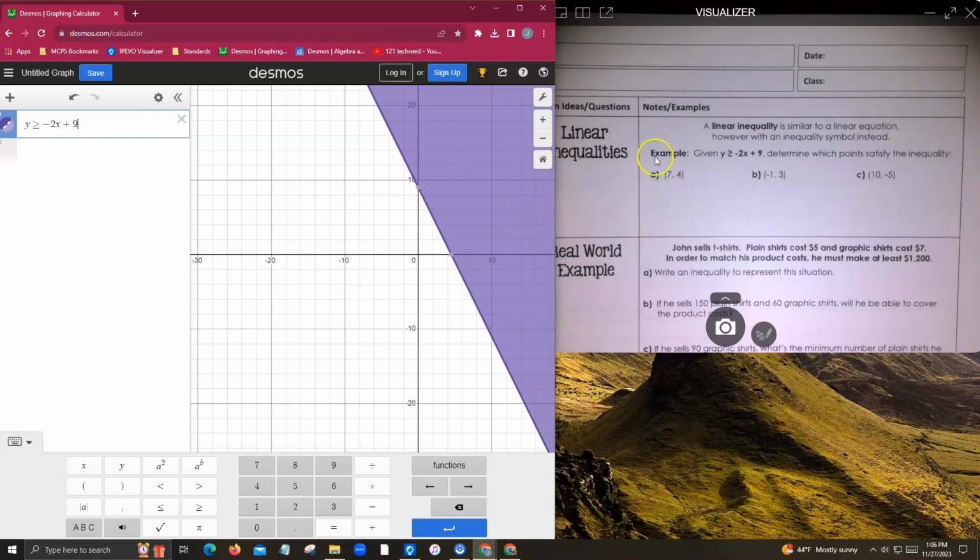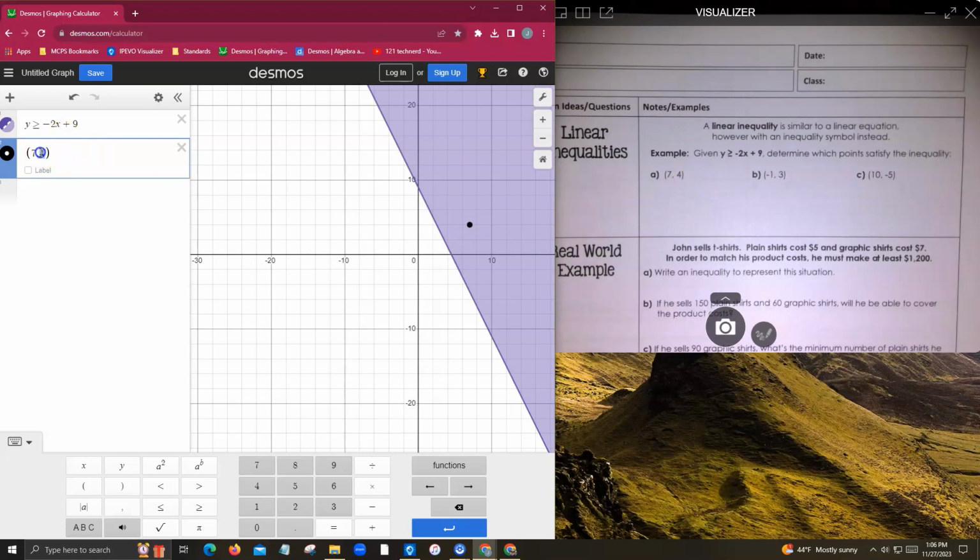It's that easy. So all I have to do is plug in these different points and see if it falls in the white part or in the purple part. So over here on the next one, I'm going to type in 7, 4. Look, there's the point right there. Bam, it's in the region. So the answer to A is yes.